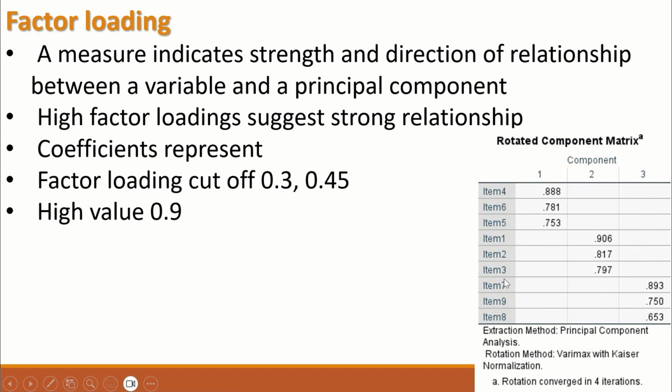For the second component, there are 3 items. Items 1, 2, and 3 load into component 2, and the values for the factor loading are 0.9, 0.8, and 0.79. And finally, the third component has 3 items loaded into it: items 7, 8, and 9, with the first one at 0.89, 0.7, and 0.65. All these 3 items load into principal component 3. So the overall analysis from the PCA has managed to group these 9 items into 3 components.